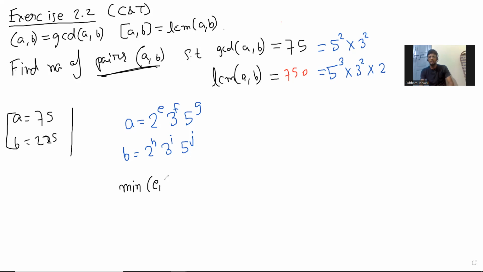Minimum of E and H has to be 0. Do you guys agree? Because the 2 doesn't appear in the GCD. Yeah, perfect, good. So this is the thing. And then what's the maximum?